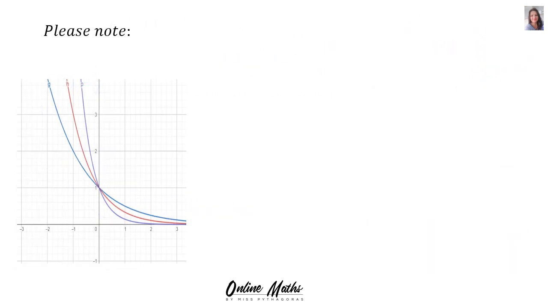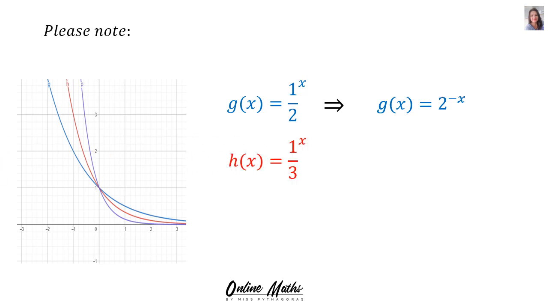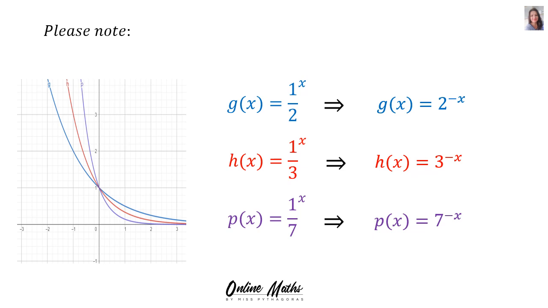Now I want to focus your attention towards something. When I give you g of x is half to the power of x, this is exactly the same as g of x is 2 to the negative x when you use your laws of exponents. And h of x is a third to the x is exactly the same as h of x is 3 to the power minus x. And p of x is a seventh to the x is exactly the same as p of x is 7 to the power of minus x.